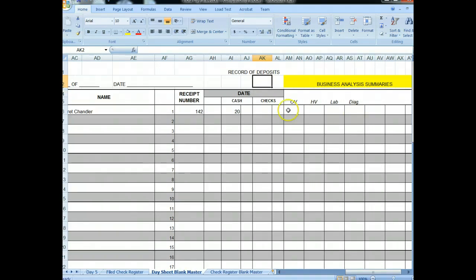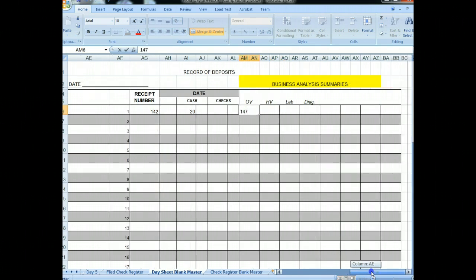So we need to document what service we provide to the patient in order to see how our office is operating. Do we need more equipment, more staff, less equipment, less staff? Do we need to schedule more days for lab or diagnostic services? That's what this analysis helps us make management decisions. Okay, so in this case, the only service we provided to Margaret was $147 an office visit. So that's the only thing you need to document at this point in time.